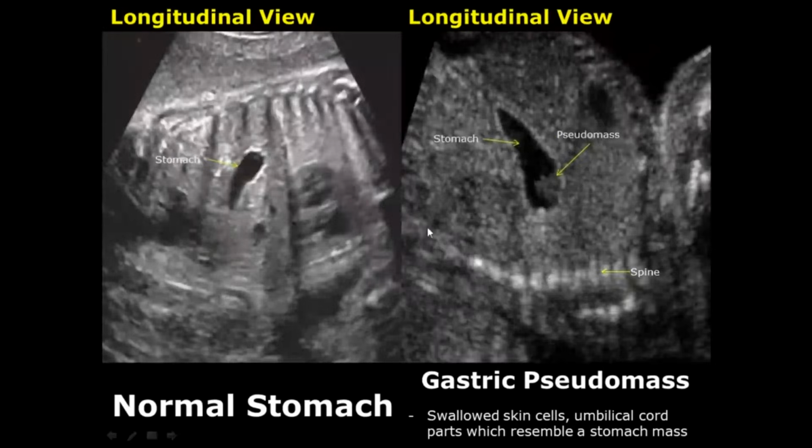Here is a longitudinal view of the stomach. It appears elongated. And here is the fetal spine. The stomach is simply fluid-filled and there is no swallowed material. And over here we have the gastric pseudomass which we see in longitudinal view due to swallowed materials such as skin cells or blood or parts of the umbilical cord. And here is the fetal spine.